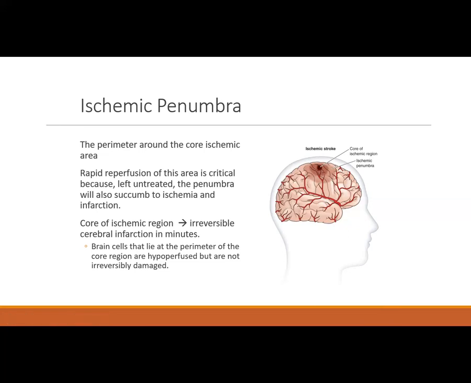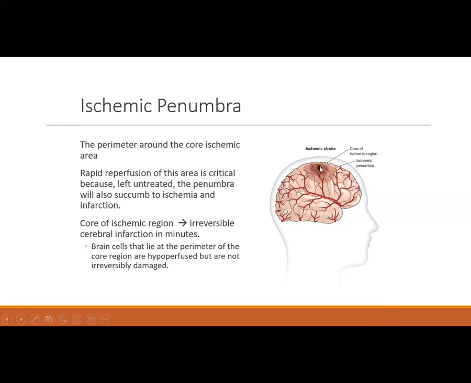It is critical because if left untreated, the penumbra will also succumb to ischemia and infarction. The core of the ischemic region is irreversible cerebral infarction in minutes. Brain cells that lie at the perimeter of the core region are hypoperfused but are not irreversibly damaged. So what all this means is basically we have the stroke here.